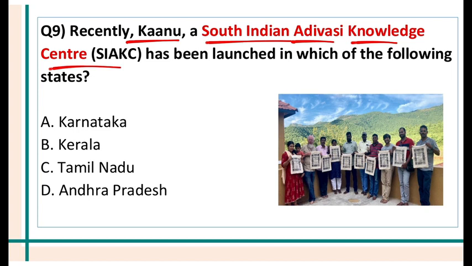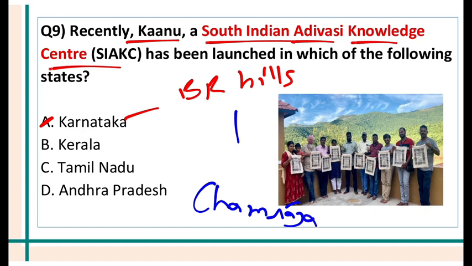Kanu has been launched recently in Karnataka. Where in Karnataka? It has been set up in the BR Hills, which are located in Chamrajnagar district in Karnataka, and this was inaugurated on 25th of August 2024. So this is the first Adivasi Knowledge Center, or Adivasi means tribal person, so tribal knowledge center which has been opened in South India. It is the first ever knowledge center on South Indian Adivasi past, present and culture, a tree of knowledge.